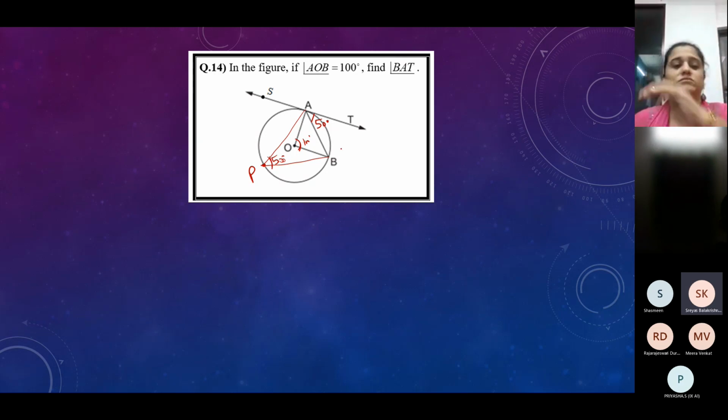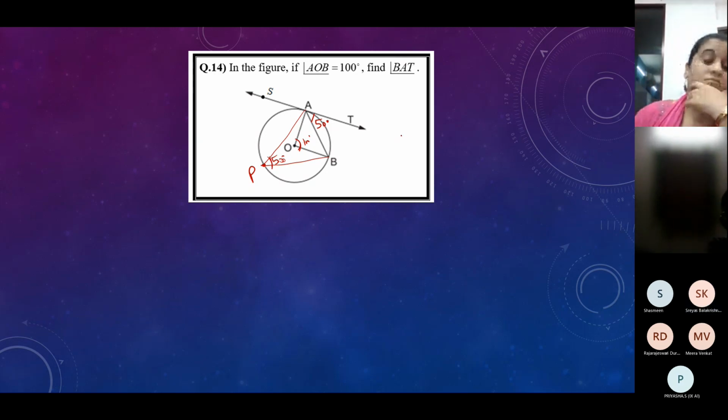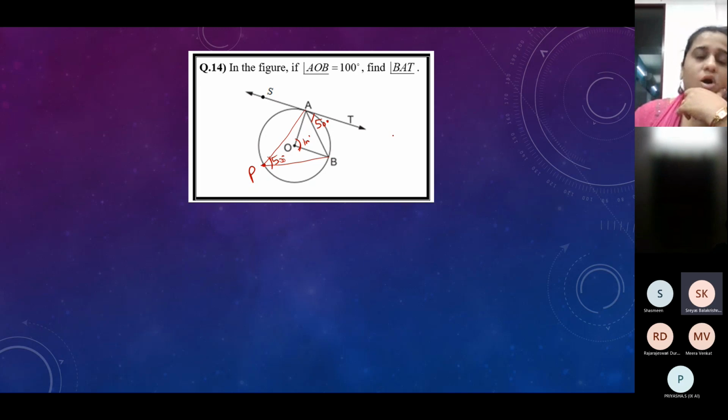Can't A be the point on the circumference of the circle, ma'am? Which is the theorem you're trying to use? The same theorem which you just used. Alternate segment theorem, is it? Yes, ma'am. BAT is one angle in the alternate segment theorem. Which is the other angle? AOB, is it? Yes, ma'am. So you're relating AOB and BAT, but you're saying twice BAT, correct? Yes, ma'am.